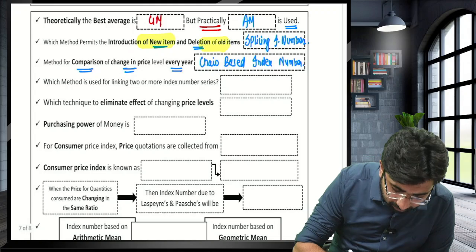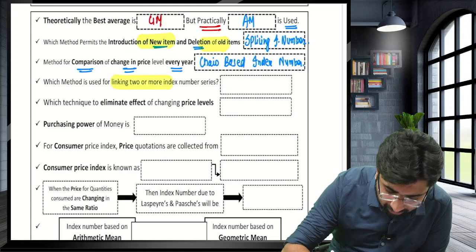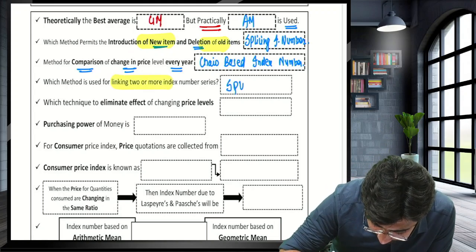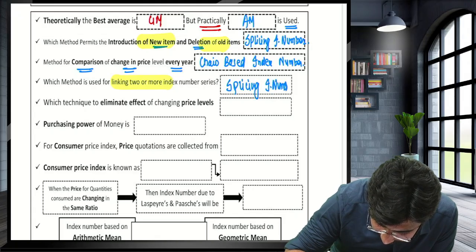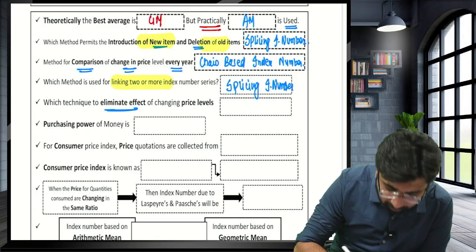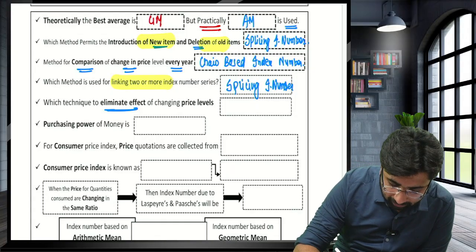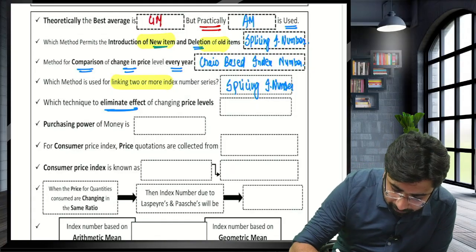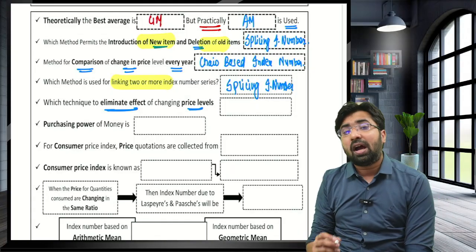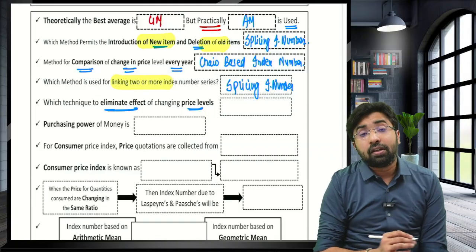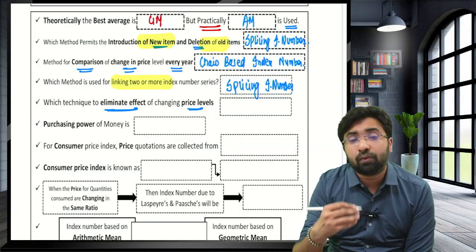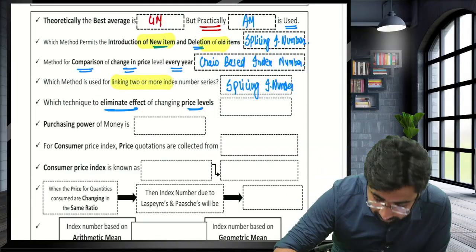Sir, when we want to link two or more index numbers, we already know the answer: splicing index number. And sir, if we want to eliminate the effect of price levels, I will prefer deflation, because deflation removes the impact of the price.